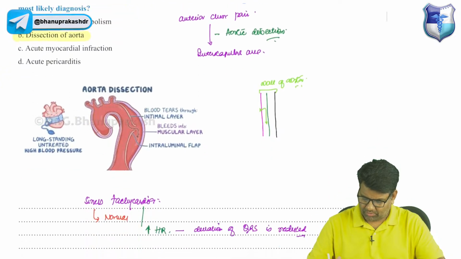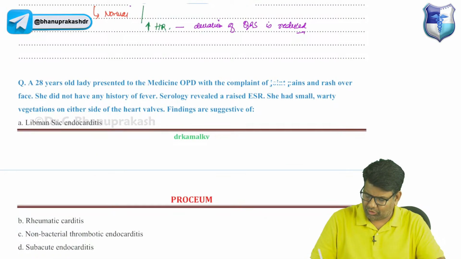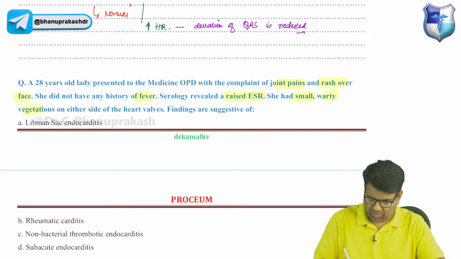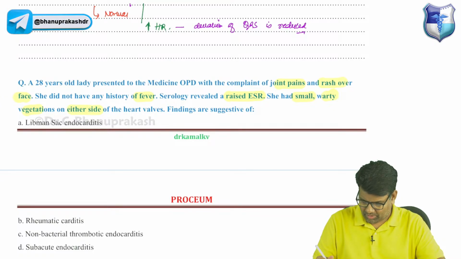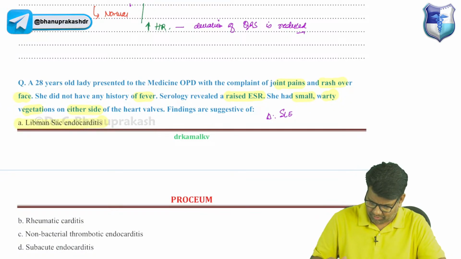Now, a lady presented with joint pains and rash over the face. She doesn't have any fever, but ESR is high, and we have small warty vegetations on both sides of the heart valve. So again, I think this is very easy to answer. This is a typical case of SLE, and what we see in SLE is Libman-Sacks endocarditis. Everyone can answer. Very good.